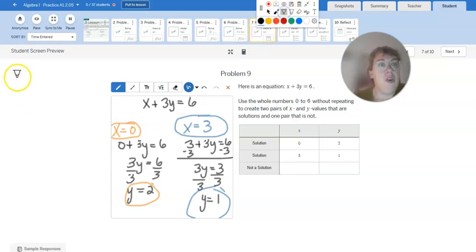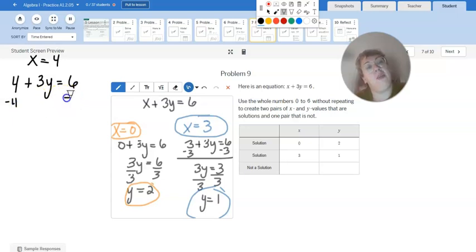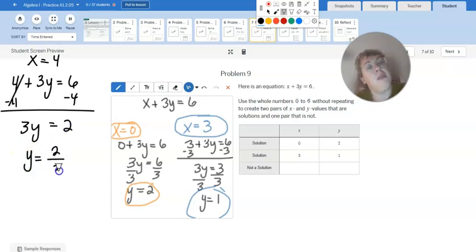So if x is 4, we'd subtract 4 on both sides and get 3y equals 2. And then y would equal 2/3, which is not 5. So we can plug in if x is 4, y is 5, and that's not a solution because y would actually be 2/3. But it's using one of the integers for the puzzle that this question was asking.